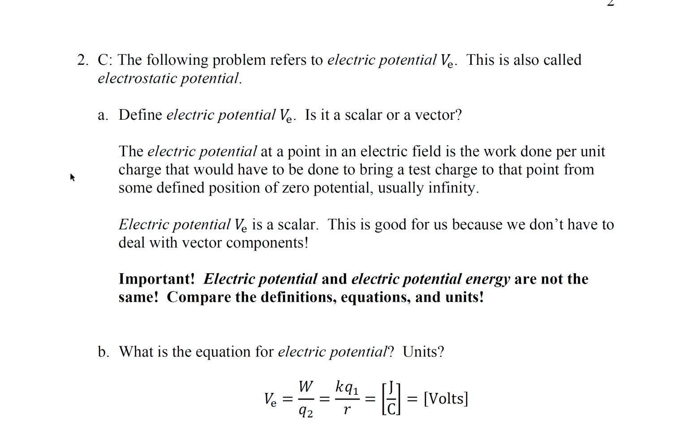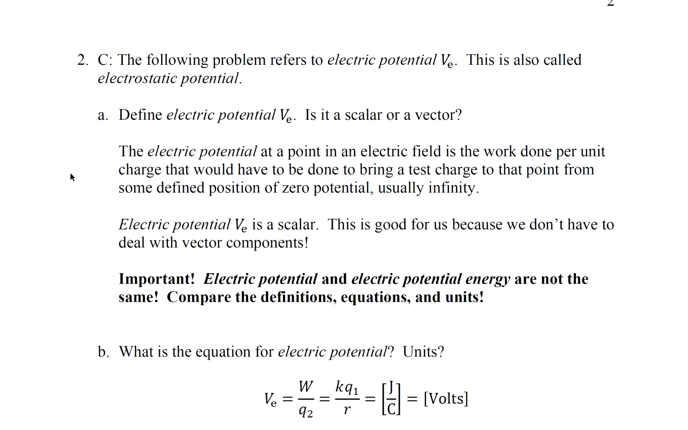The electric potential at a point in an electric field is the work done per unit charge that would have to be done to bring a test charge to that point from some defined position of zero potential, usually infinity. The electric potential V sub E is a scalar. This is good for us because we don't have to deal with vector components.